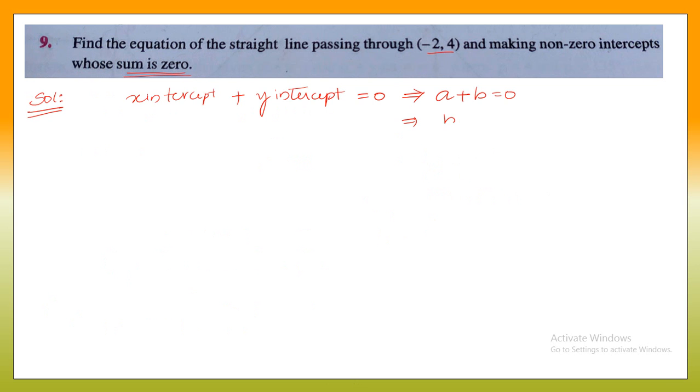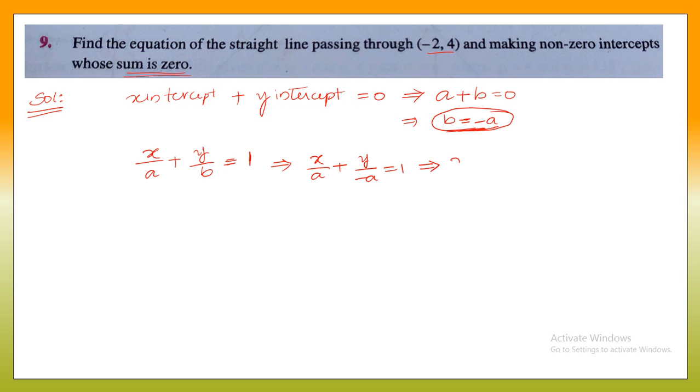From this I can obtain b is equal to minus a. So we can replace b with minus a in the intercept form. What is the intercept form? It is x by a plus y by b is equal to 1. In this intercept form I need to substitute b is equal to minus a, because he has given the condition that the sum of intercepts is 0. So we get x by a plus y by minus a is equal to 1.